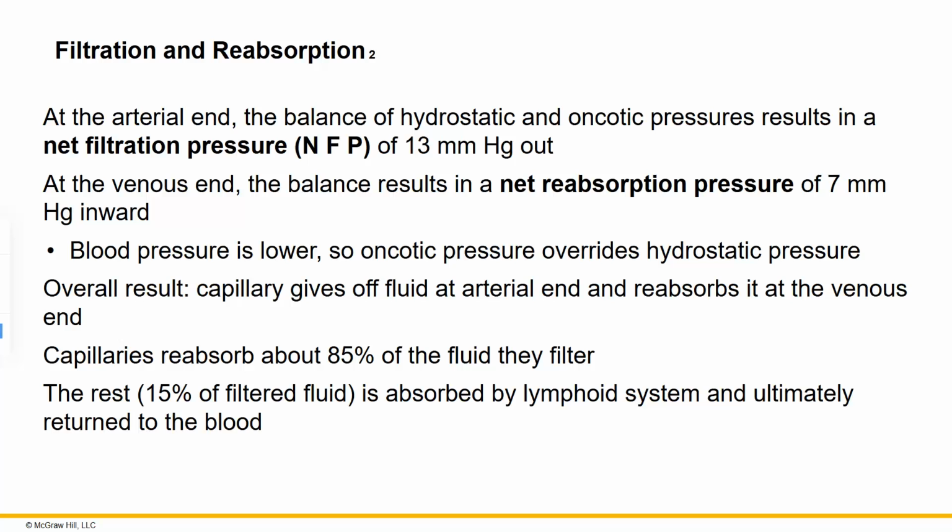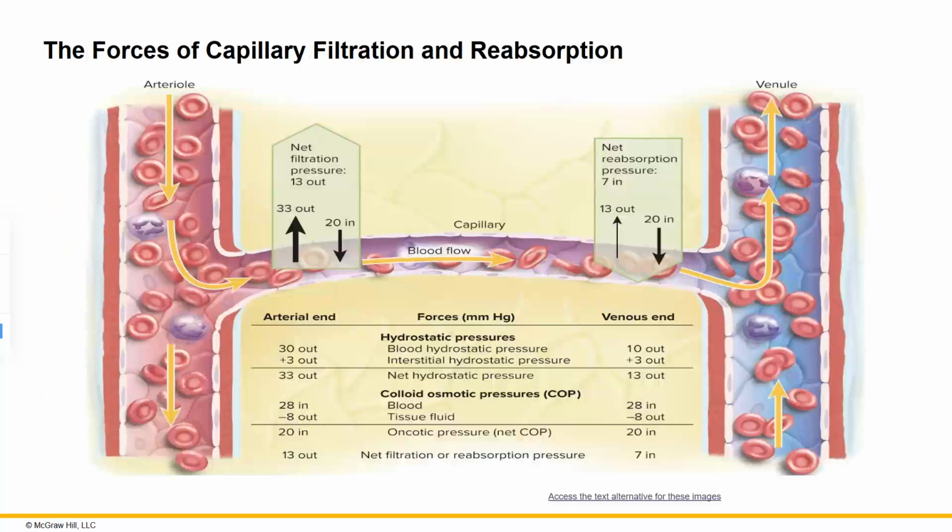At the arterial end, the balance of hydrostatic and oncotic pressures results in a net filtration pressure. At the venous end, it's the net reabsorption pressure. So this is what causes fluids to leak out of the capillaries from the arterial side and back into the capillaries on the venous side. And this is a diagram of those pressure changes.